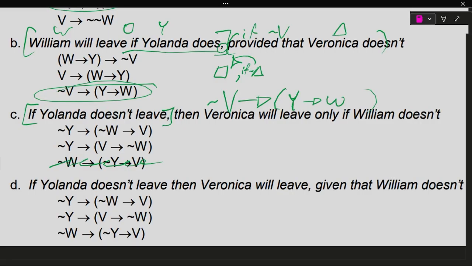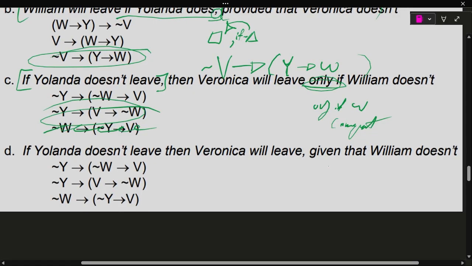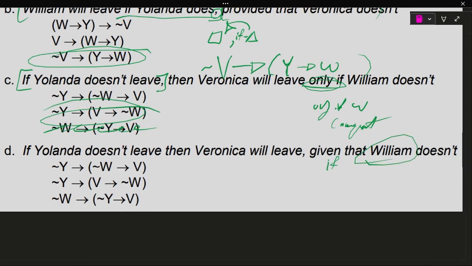Then Veronica will leave only if... is our other hint there? Only if W. Ergo, that must be the consequence. So we'll see number 2. If Yolanda doesn't leave, then Veronica will leave, given that William doesn't leave. Given that if, so William must leave first. Ergo, we ruled out 2 options.